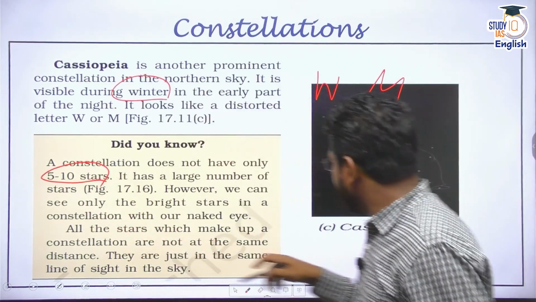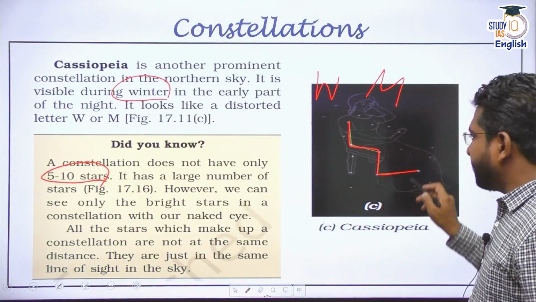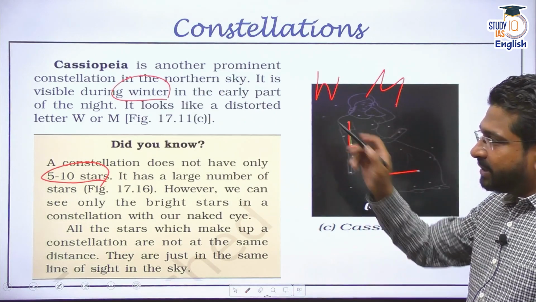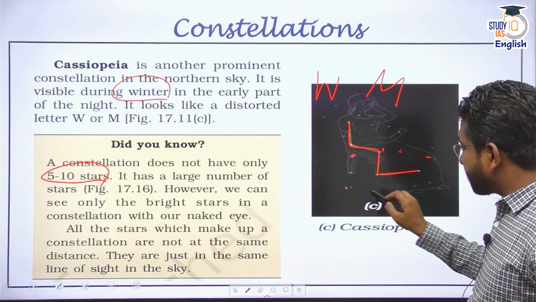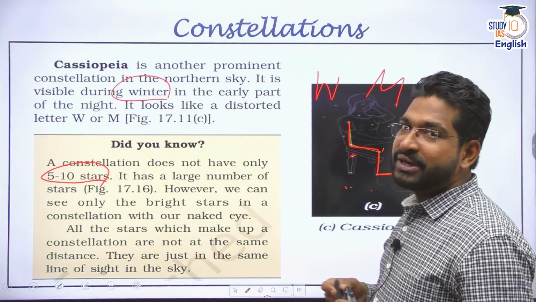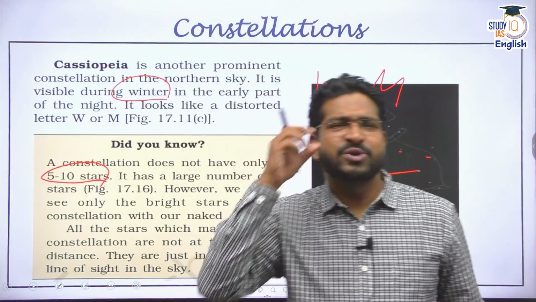And constellations do not just have 5 to 10 bright stars. As I told you, in the constellation you can see here, these are the bright stars, 5 to 6 bright stars, which create the Cassiopeia constellation. But there are many other stars which are here. Only the bright stars are considered for that constellation. Clear? Right. So this was about the constellation.